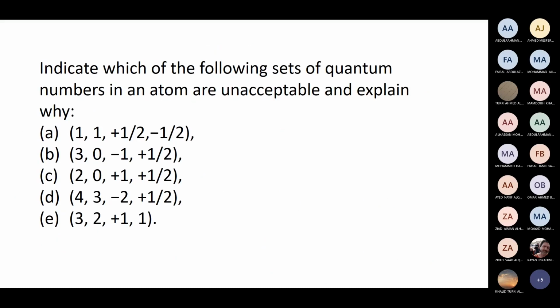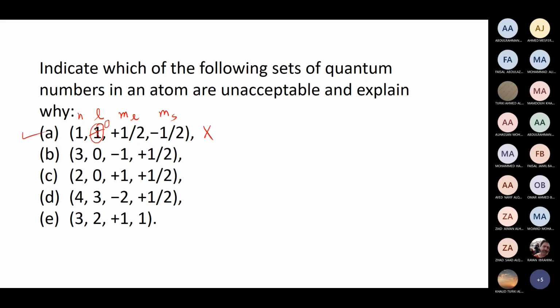Okay. Now, very quickly, indicate which of the following sets of quantum numbers is unacceptable. The first one, A, is it acceptable or not acceptable? Not. This is n, this is l, this is m_l, and this is m_s. The first one, A, is it correct or wrong? Wrong. The l should be less than n. The maximum l that you can get with n is n minus 1. So you cannot get 1 with 1. So the maximum that you can get here is 0. And that's why the whole thing is wrong.